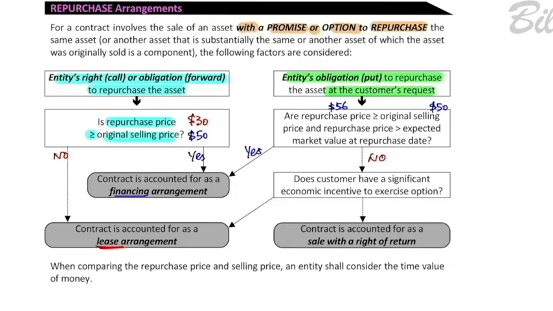If the answer is not true, then we have to ask one more question. Does the customer have significant economic incentives to exercise the option? If the customer has significant economic incentive to exercise the option, then we treat this as a lease arrangement. If the answer is no, we treat this as a sale with a right of return. Sale with right of return means we treat this as variable consideration. Is it likely that the customer is going to sell back? If it's likely that the customer is going to return, then we cannot account this as revenue. If there's no reason to believe the customer will return, then we can account this as revenue.